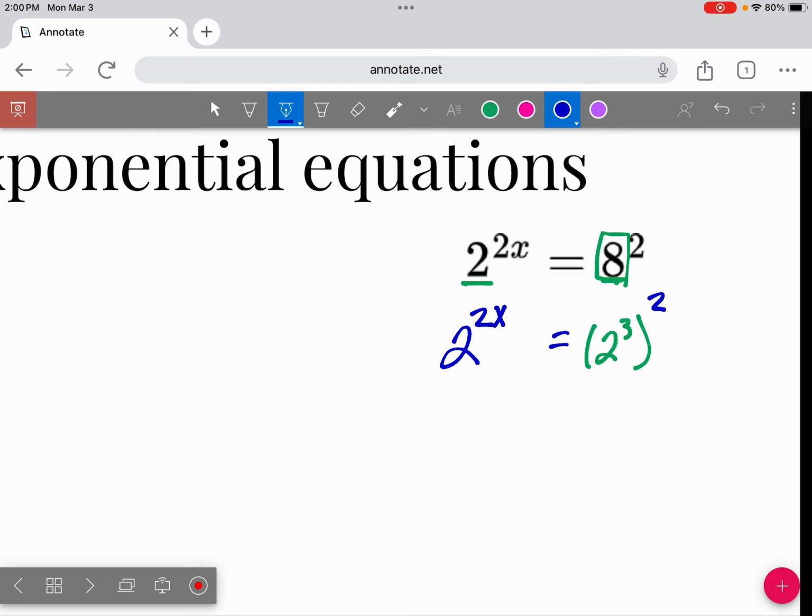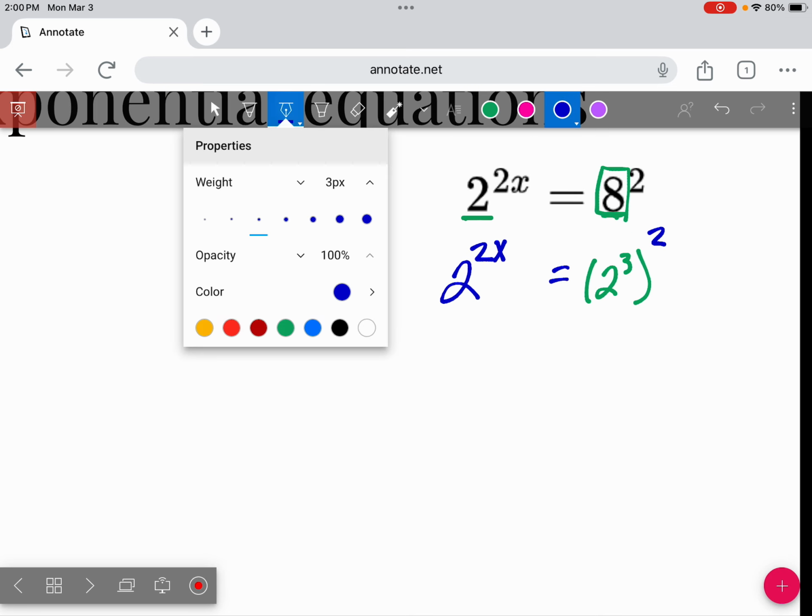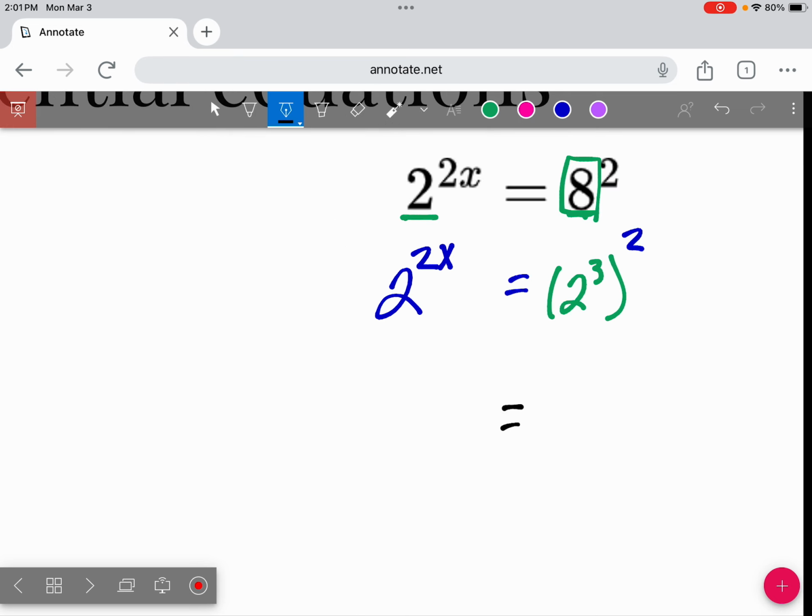What can we do to simplify this? The power rule. The power of powers. The stuff we remembered right at the beginning. What do we do with those two exponents? We multiply. So my right-hand side is going to be 2 to what power? 6. So 2 to the 2x equals 2 to the 6.